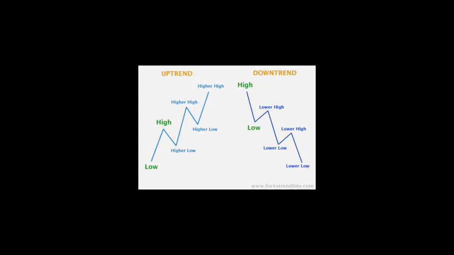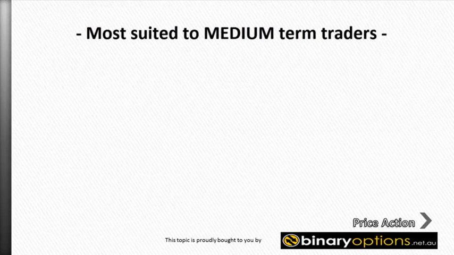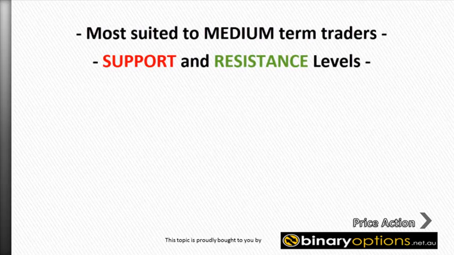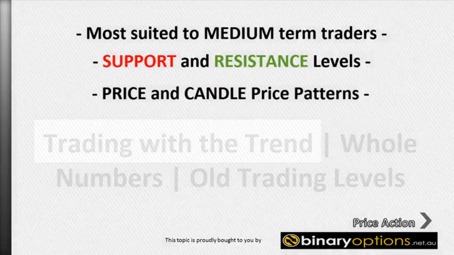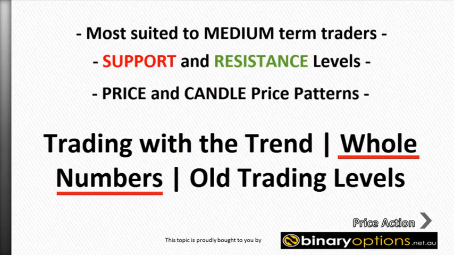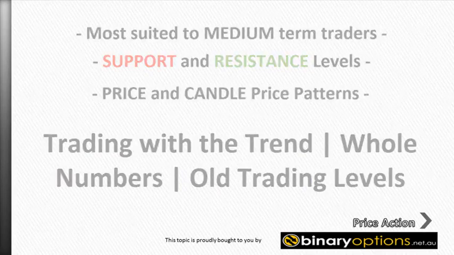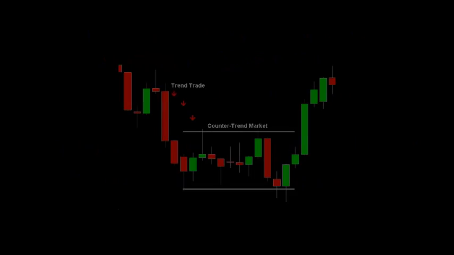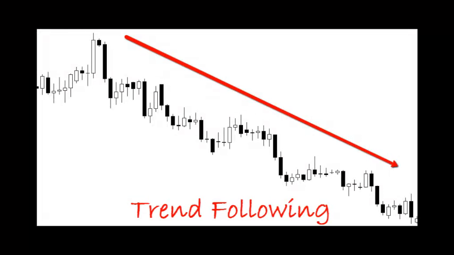Most suited to short to medium-term trading, price action strategies most often use support and resistance levels as a basis of the strategy in combination with price and candle patterns. Techniques such as trading with or against the trend, as well as identifying whole numbers and old trading levels, can also formulate a price action strategy. Price action strategies can be categorized as counter-trend, trend-following, or breakout.